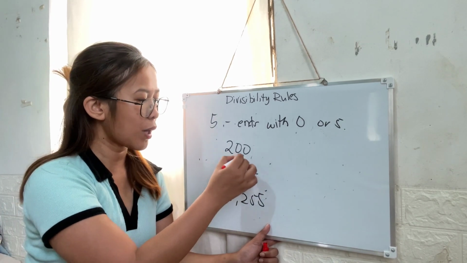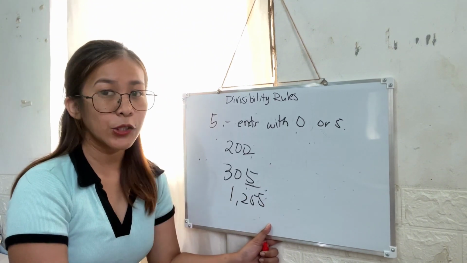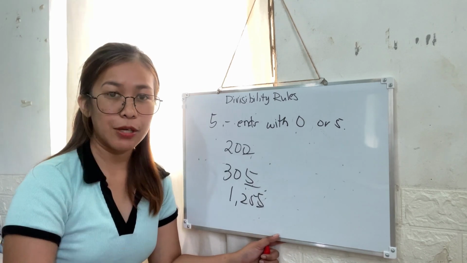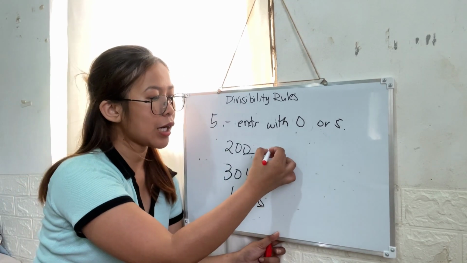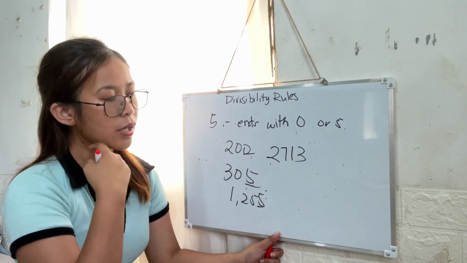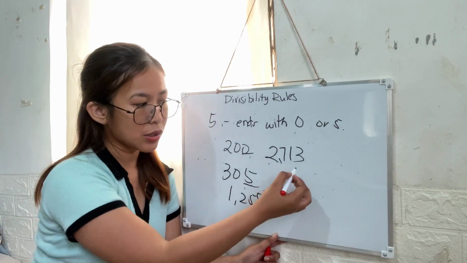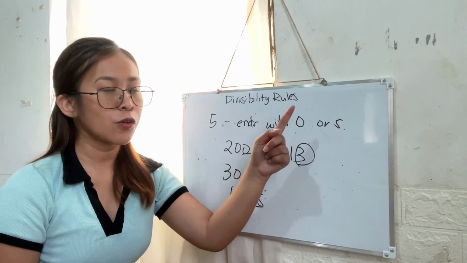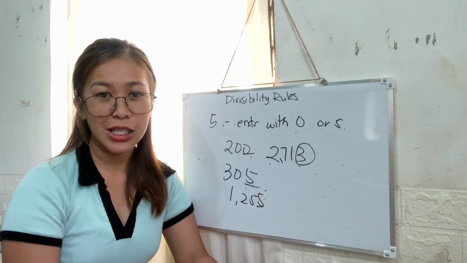So, we have 200 which ends with 0, 305 which ends with 5, and 1,255 which ends with 5 as well. So, therefore, all of these numbers are divisible by 5. Let's say we have 2,713. Is this divisible by 5 or not? Basically, not. Because it ends with 3, it should end with 0 or 5 so that we can tell that the number is divisible by 5. And ganun lang siya kasimple.